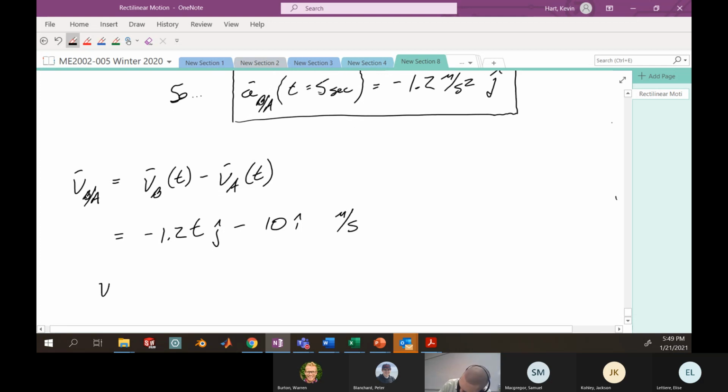Okay. So the velocity of B relative to A at time t equals 5 seconds is going to be negative 6 j hat minus 10 i hat meters per second. So that's the second answer to this problem.